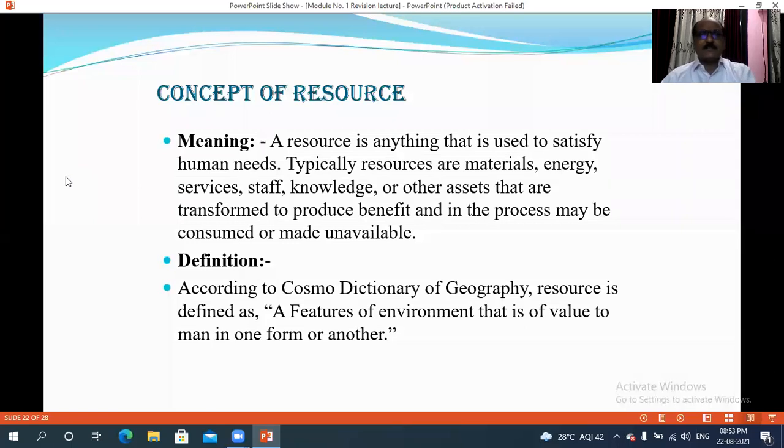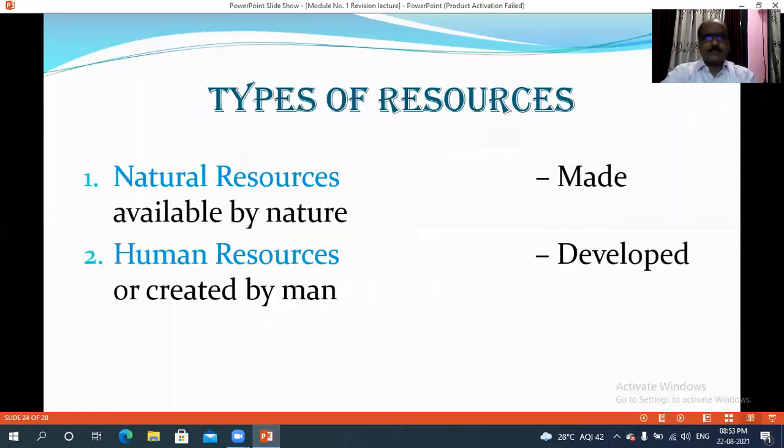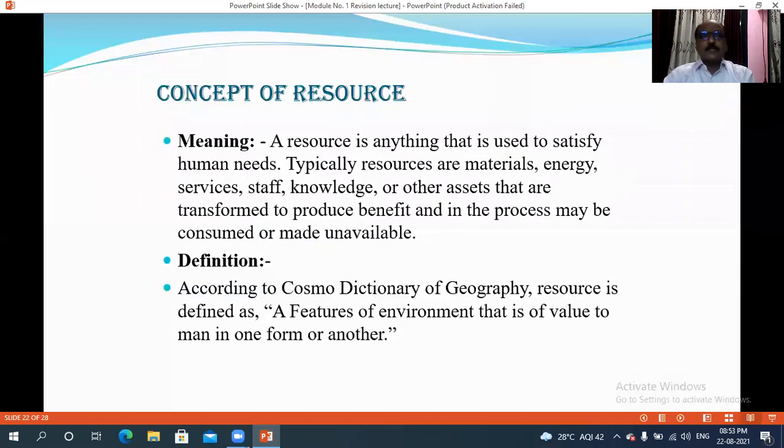Then after that, next, dear students, resources. This is the last topic in module number one. First, the meaning of resources. A resource is anything that is used to satisfy human needs. Typically, resources are materials, energy, services, staff, knowledge, or other assets that are transformed to produce benefit, and in the process may be consumed or made unavailable. So this is a very simple meaning of resources.